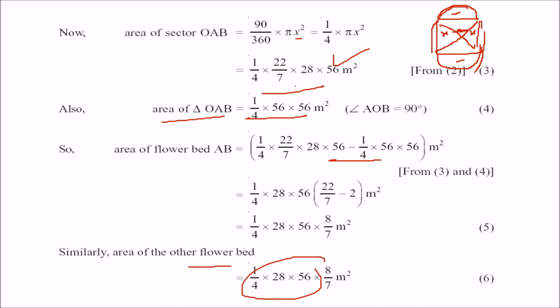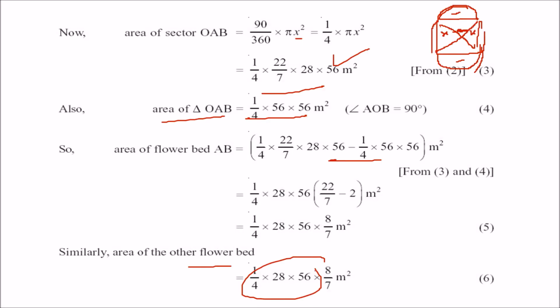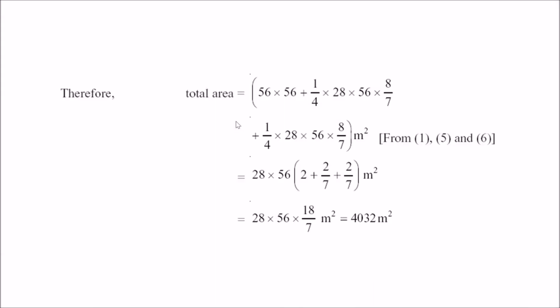Okay. Now we have this flower bed. You can compute the complete area, that is the area of the square and the area of the flower bed. 28 into 56, and into 8 by 7, what we have got here, the sides. So this is how we compute the complete area. So I am just saying that this is the one method I showed you.